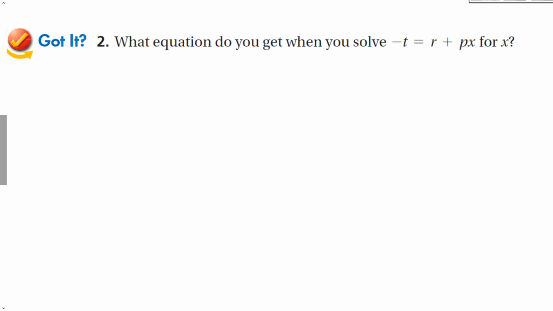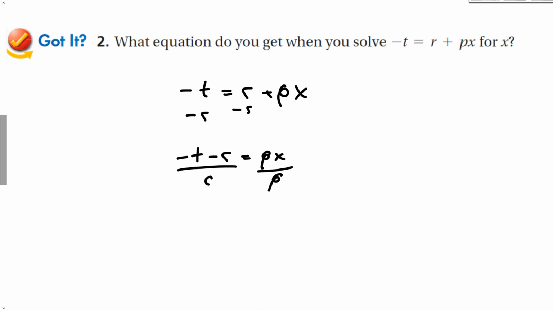Solve this expression for x. So we have negative t equals r plus px. Well, I only have x in one spot. That's good. Let's get it by itself. So first, subtract r from both sides. So that's negative t minus r is equal to p times x. Then divide out the p. And we have negative t minus r over p is equal to x.